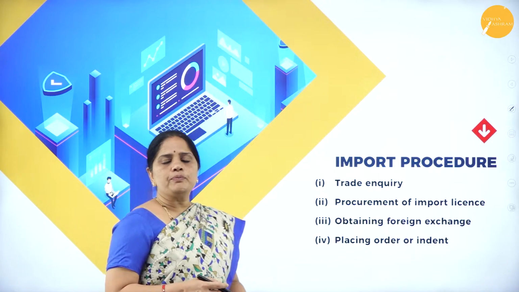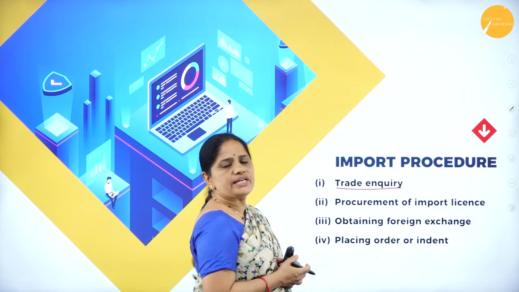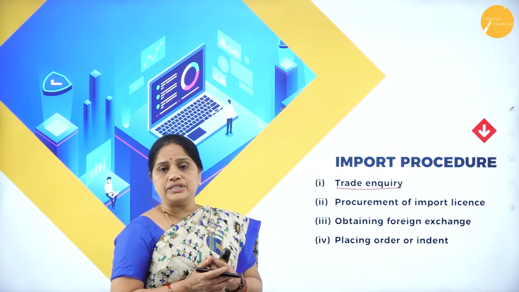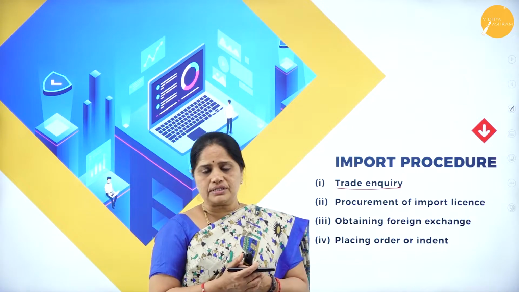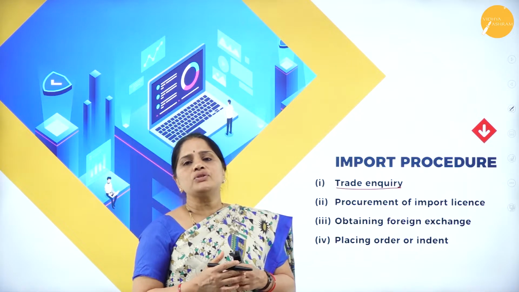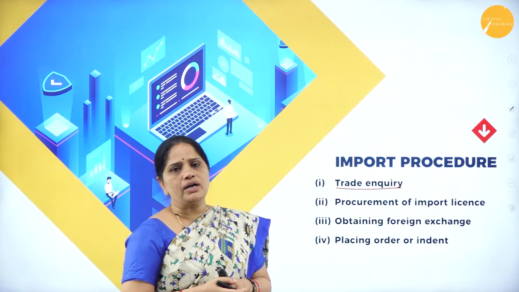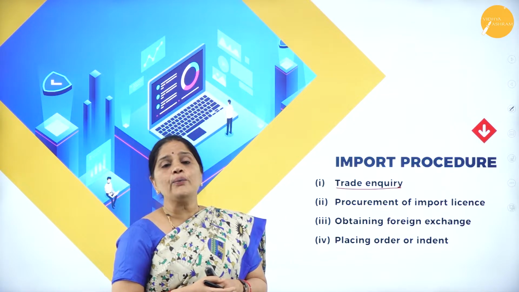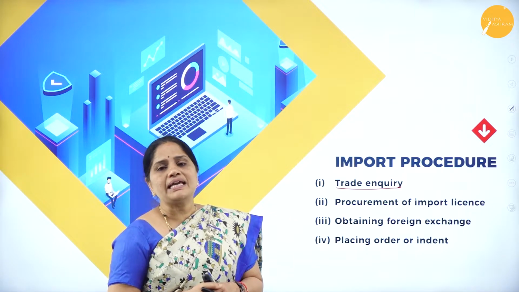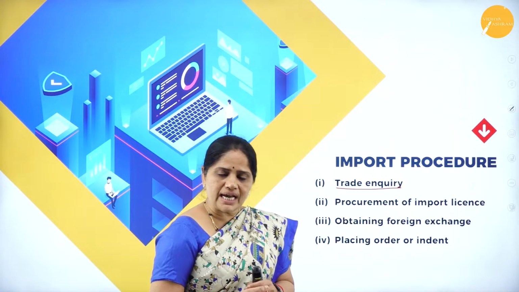Now, in this import procedure, the first step is the trade enquiry. What is this trade enquiry? Whenever a manufacturer wants to import raw materials, suppose he needs raw materials for his manufacture, then he will have to see which countries are engaged in the export of such products. He has to look up the various exporters who will be exporting such products and then make an enquiry with all those countries engaged in the export of such material.